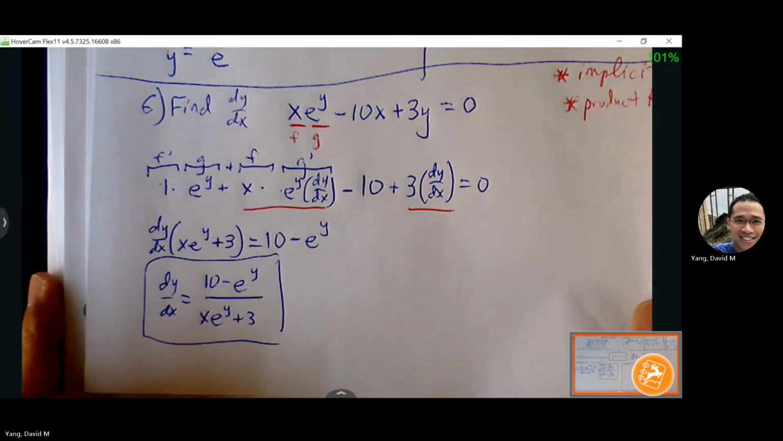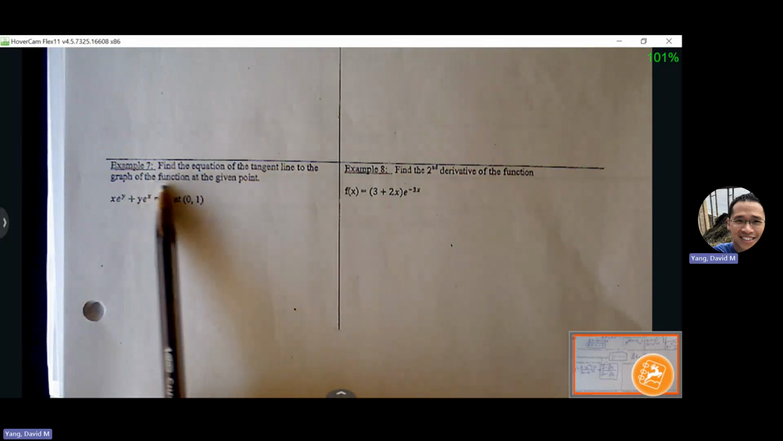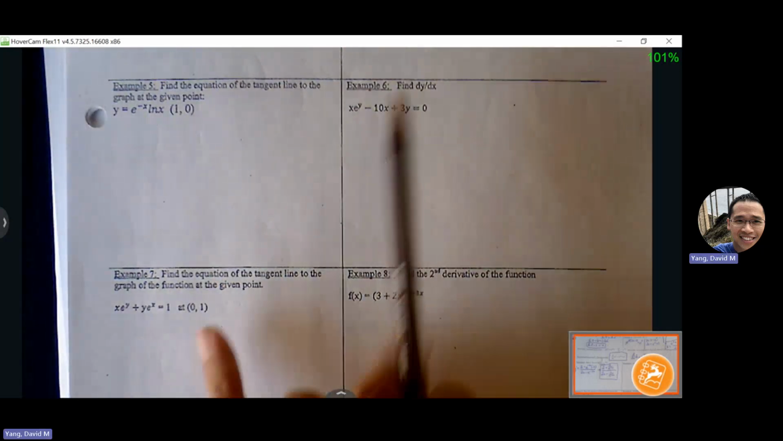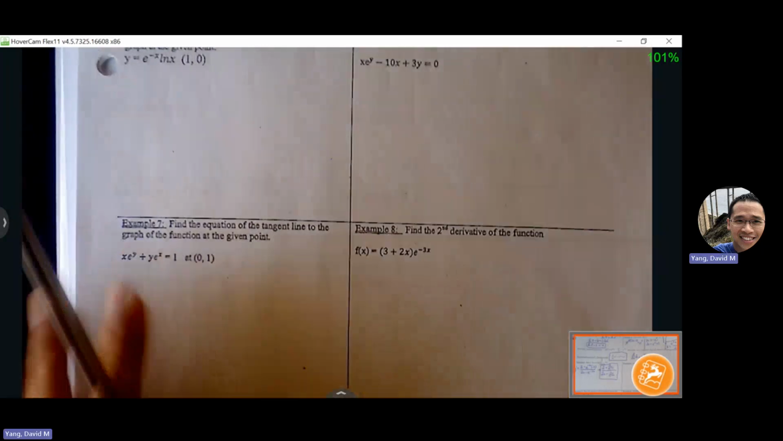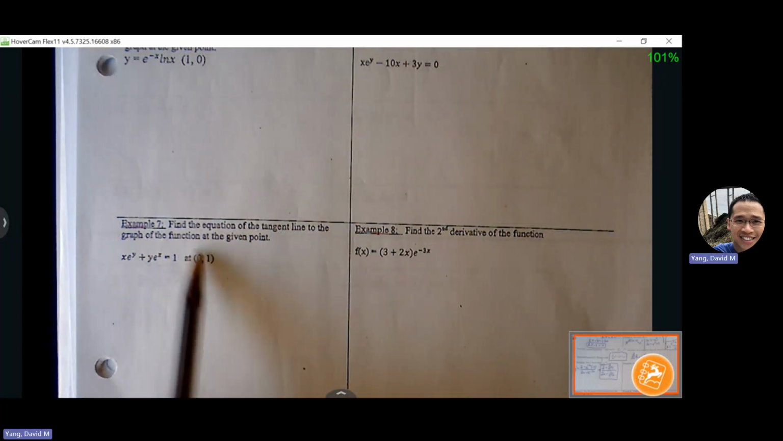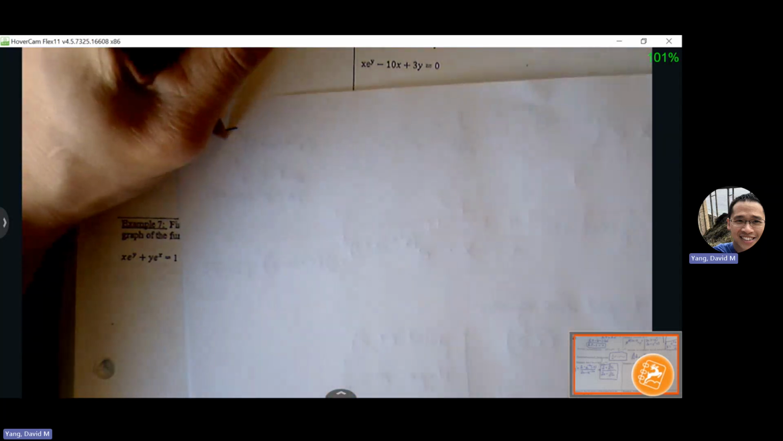Everybody good here? So example 7 says, find the equation of the tangent line to the graph of the function at the given point. So really, it's the same thing as example 6, or similar to example 6, except we have one additional step to find the slope and then point slope form, right? So very much similar process as example 6. We just have to go one step further and find the slope. Okay, so here's example 7.